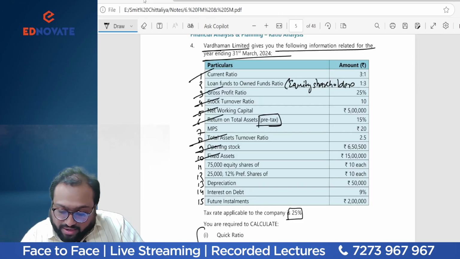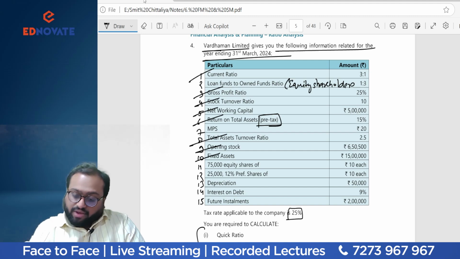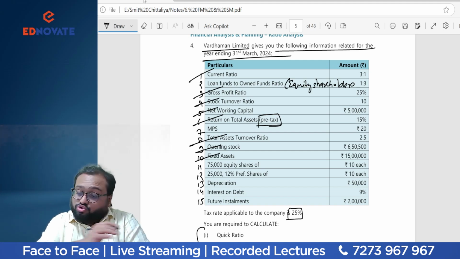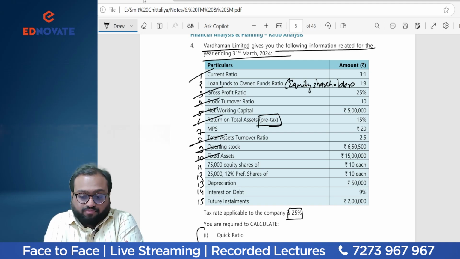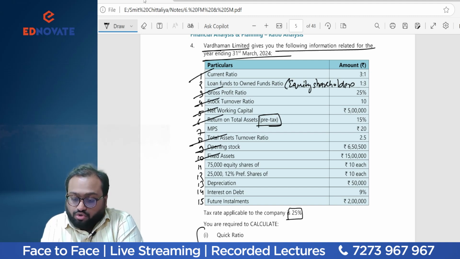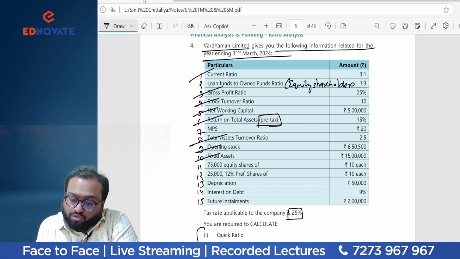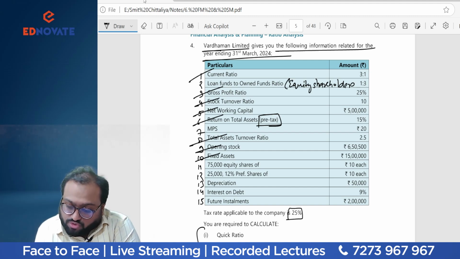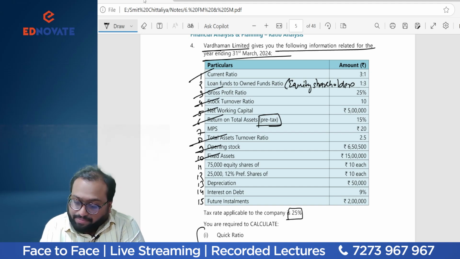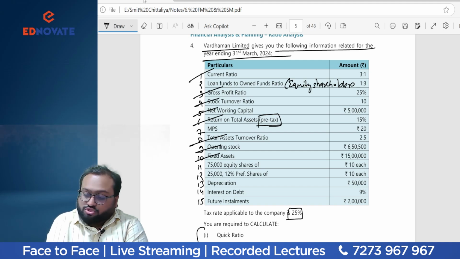So I have used my return on total assets. Now I'll take a glance at what things I have not used. Sir, I have not used loan funds to own funds. Okay, not a problem. Then we have not used the MPS. MPS will be used for the P/E ratio. Am I right? Then we'll be using equity share, preference shares, depreciation, interest on debt, and future installment.